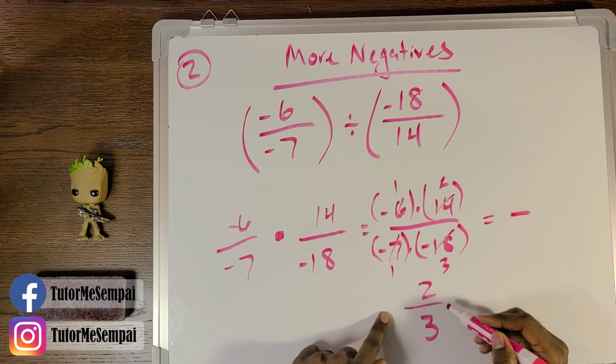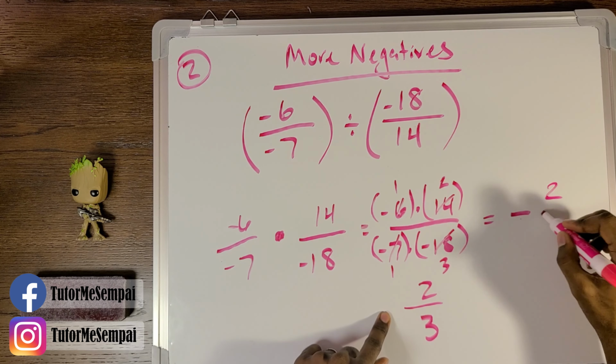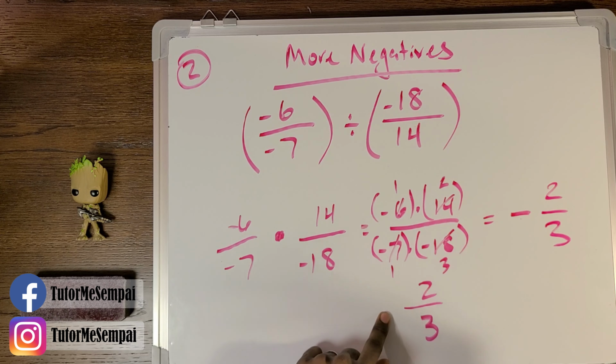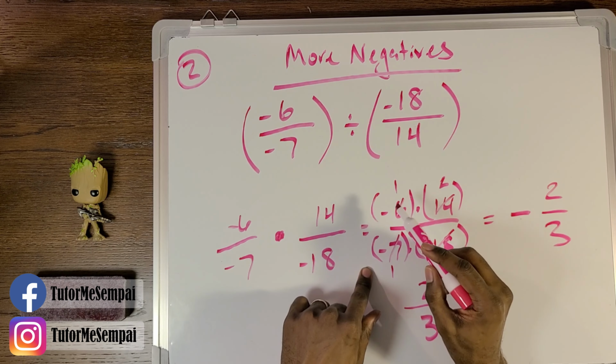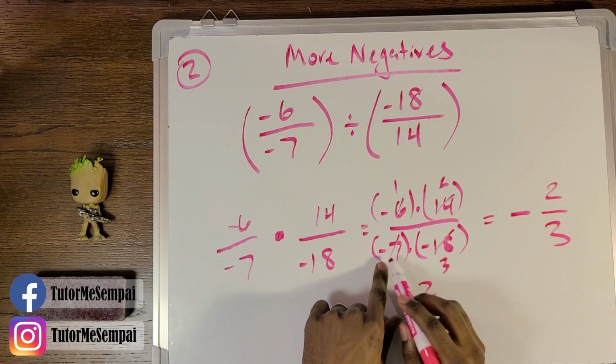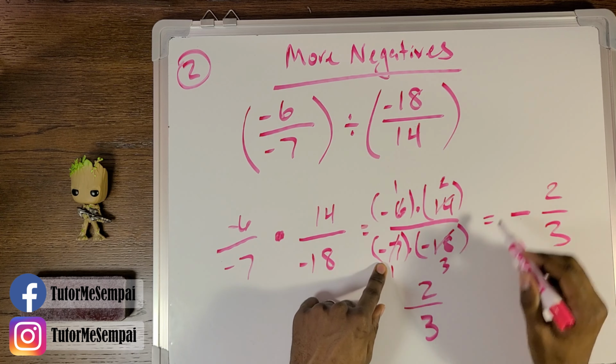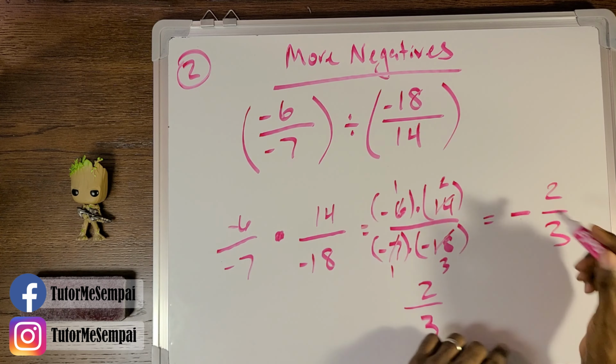A positive 2/3? No. Our answer is supposed to have a negative, right? So this is going to be a negative 2/3. And you can see it. We have a negative top times a positive, so that's going to give us a negative. And we have 2 negatives in the bottom, which gives us a positive. So overall, we have 1 negative left over. So our answer for this one is going to be -2/3.